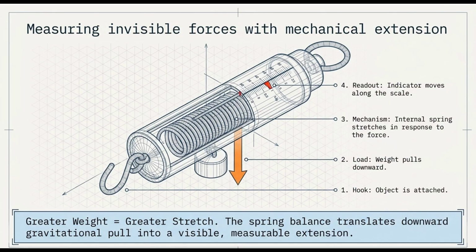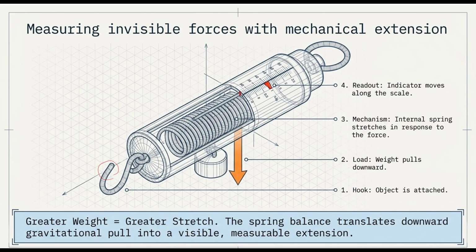Now let's see how to measure invisible forces. Because forces cannot be seen directly, we often measure their effects. Can you see a force? No, but we can feel it, right? One common instrument is a spring balance. When an object is attached to the hook, its weight pulls downward. This force stretches the spring. So when you put a weight on this hook, it will move downwards.